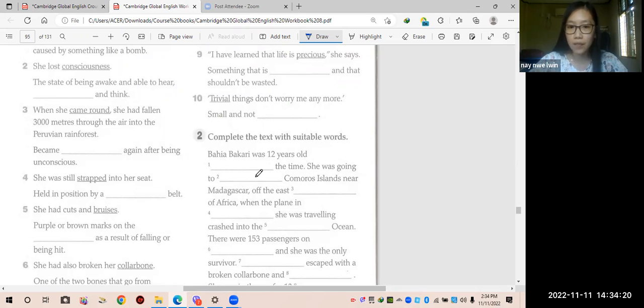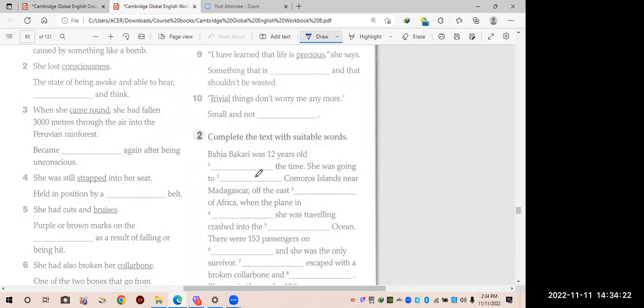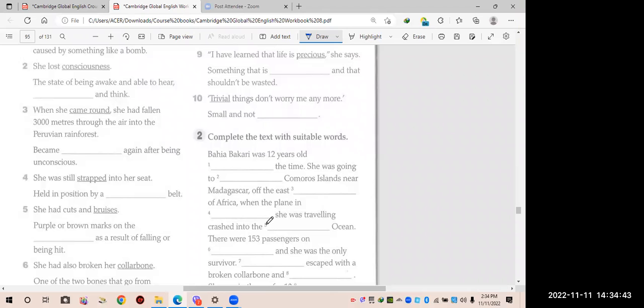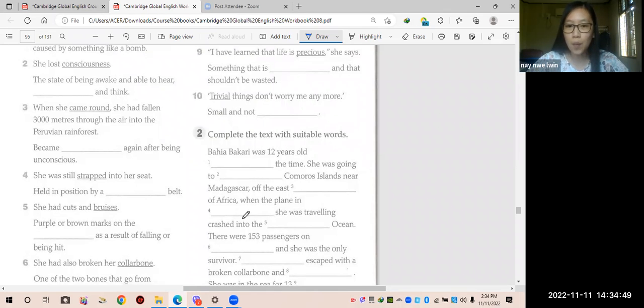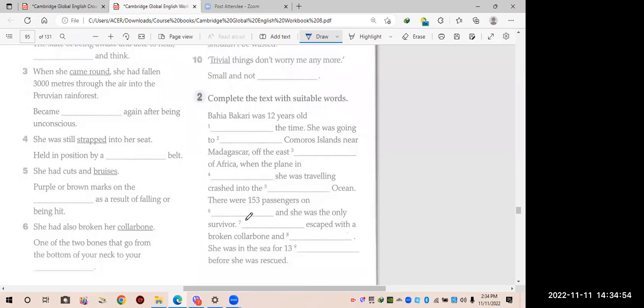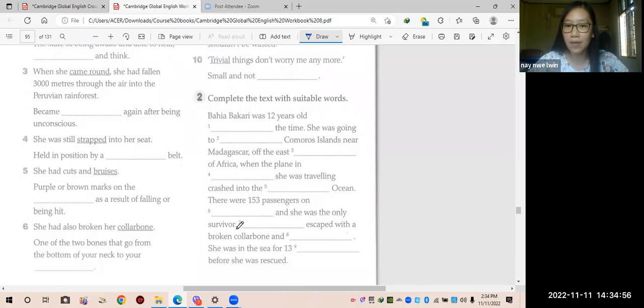And how about number 3? Off the east coast. Coast, yeah, east coast of Africa. The plane in blank she was traveling crashed into the blank. So the plane in which. Yes, correct. We need a relative pronoun there. So the plane in which she was traveling crashed into which ocean? Indian Ocean. Yes, Indian Ocean. And there were 153 passengers on board, and she was the only survivor.